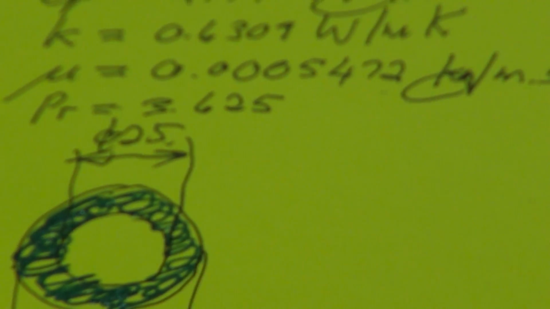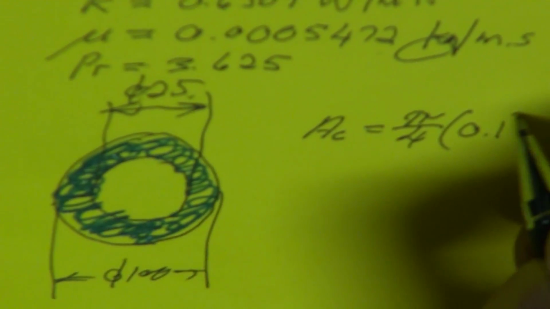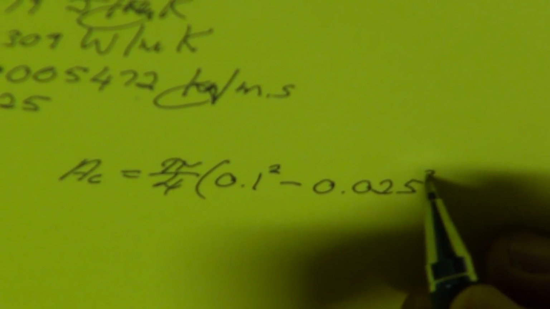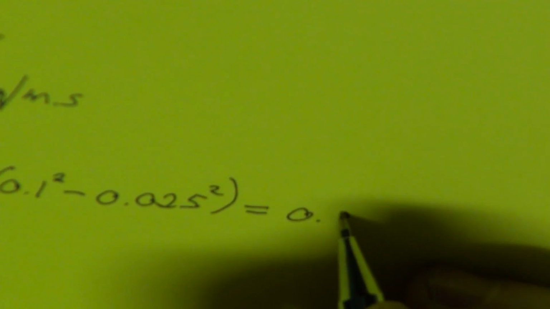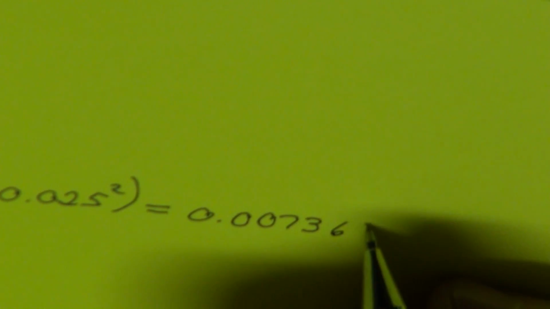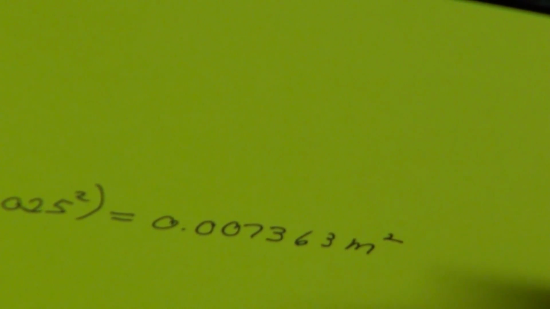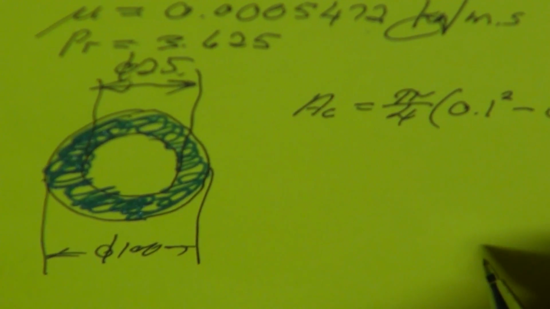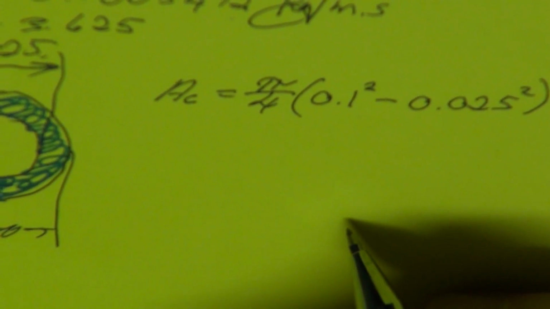Okay, so it is very easy then to calculate the cross-sectional area, which is equal to pi divided by 4 multiplied by the outer diameter squared minus the inner diameter squared, obviously in millimeters, like that. And if we do the calculation, then it is equal to 0.007363 square meters.